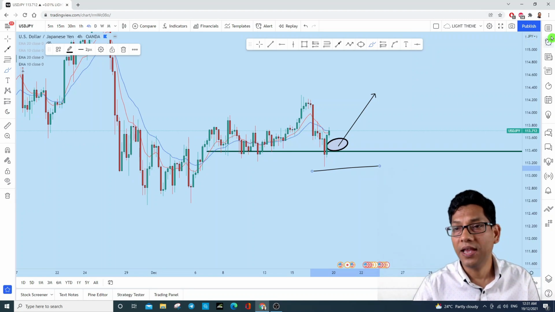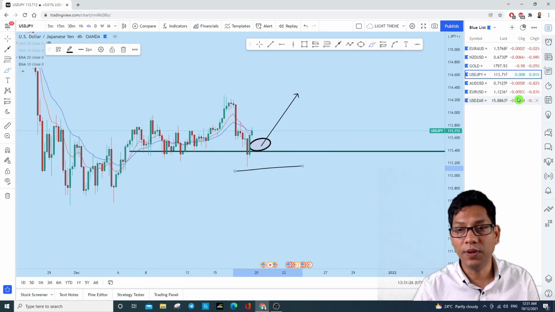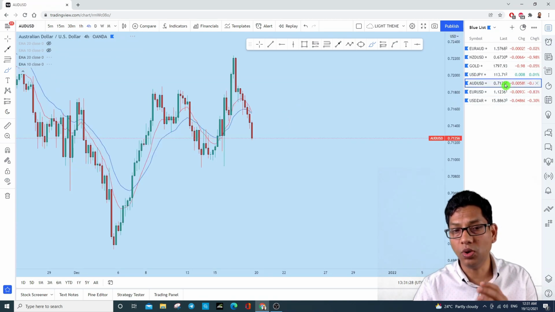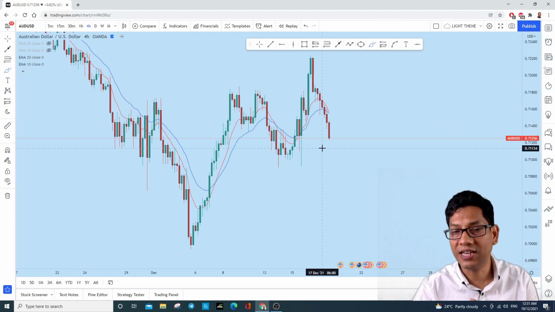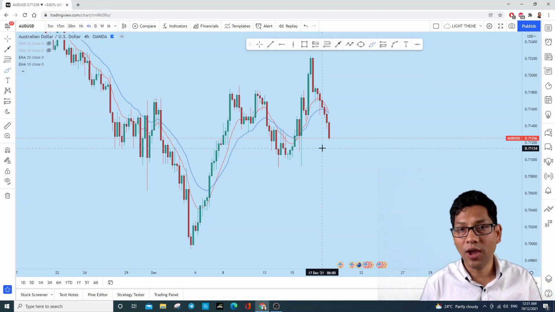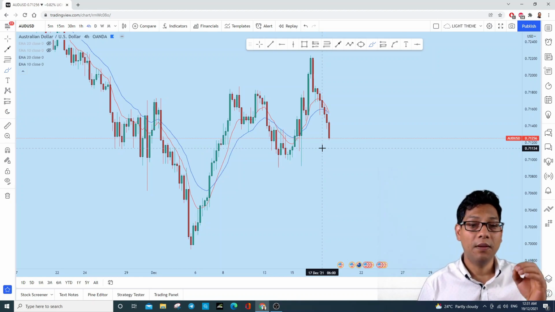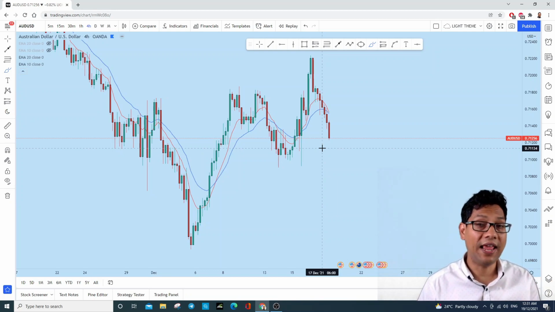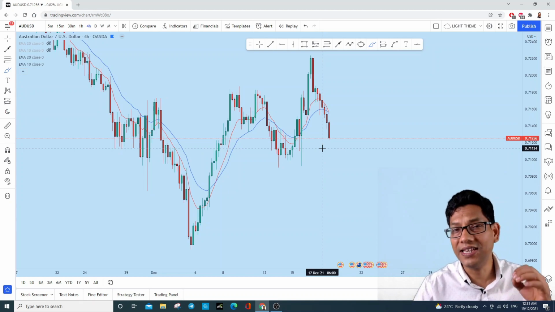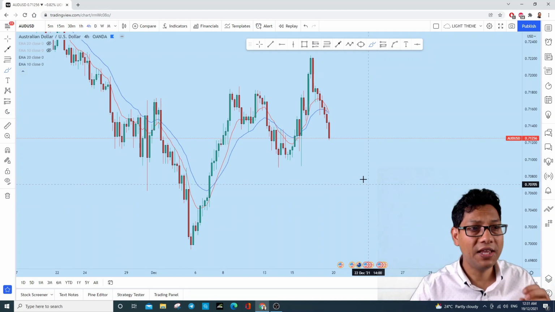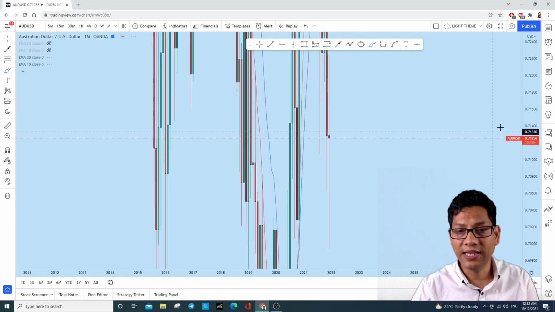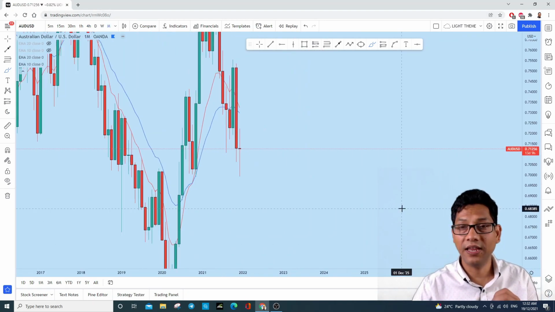Now another currency pair that we will be analyzing is AUDUSD. Now remember, AUDUSD and NZDUSD have created an almost similar pattern, so it is likely to happen in the same way. But it looks like the Aussie dollar is a bit stronger than NZD so far, so we might see a bit slower downward movement, but it's still the same thing to happen. So on the monthly, as usual, AUDUSD is in a downtrend.